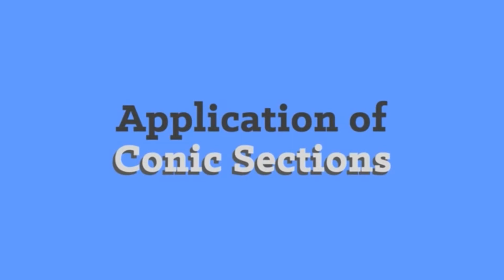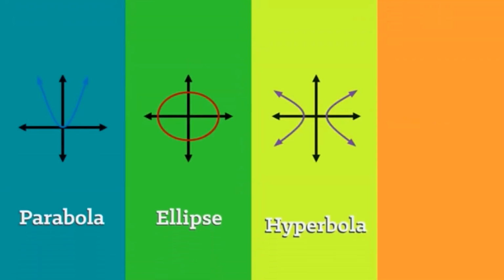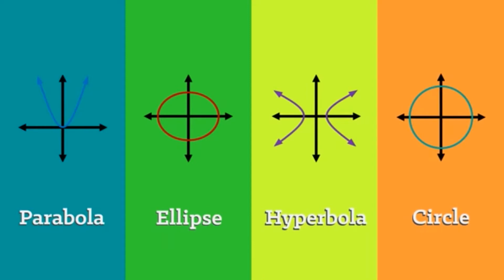Hello, and we're going to talk about conic sections. A conic section is a curve obtained as the intersection of the surface of a cone with a plane. There are a few types of conic sections, such as parabola, ellipse, hyperbola, and circle.